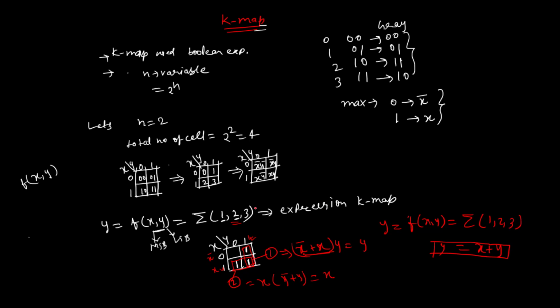If you write this as a canonical form, it will be x complement y plus y complement x, and then xy. In the detailed form it will be like this. So we have minimized the Boolean expression using this. In this way K-map is used to minimize the Boolean expression.